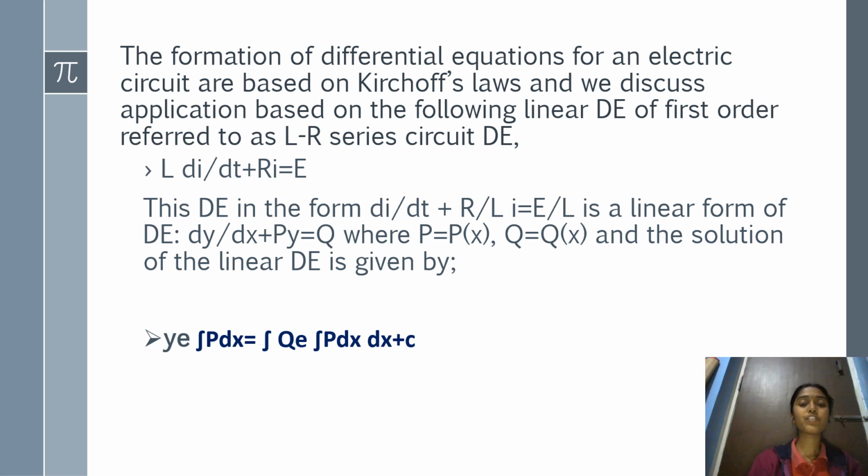This differential equation in the form di by dt plus R by L times I is equal to E by L is a linear form of differential equation, that is dy by dx plus py is equal to q, where p is equal to p of x and q is equal to q of x, and the solution of the linear differential equation is given by y e^(integral p dx) is equal to integral q e^(integral p dx) dx plus c.